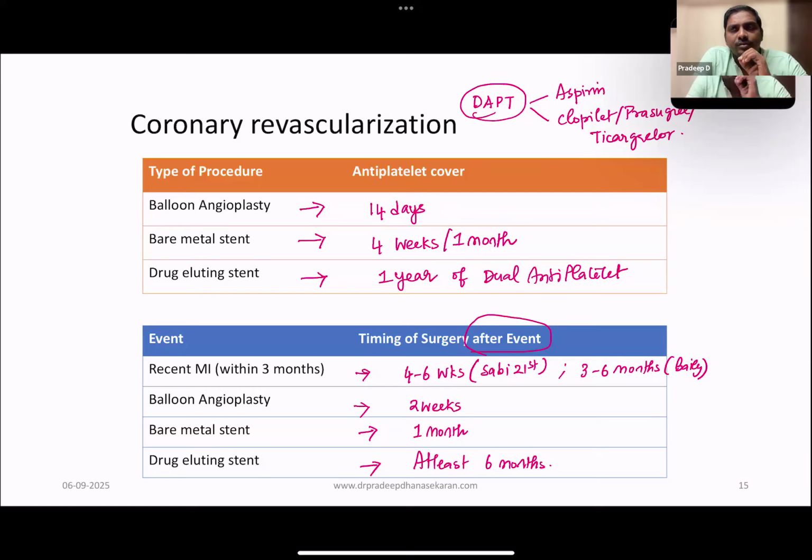Because if you're planning for surgery, you need to stop these drugs for a while, and during that time, the patient may have a further precipitation of an attack. That is why you need a minimal waiting period of 2 weeks, 1 month or 6 months based on the procedure the patient had undergone, provided it's an elective surgery which can wait for such time. If not, you need to coordinate with the cardiologist. Risks and benefits should be analyzed and then proceed with the surgery with the help of supportive drugs or alternative drugs.